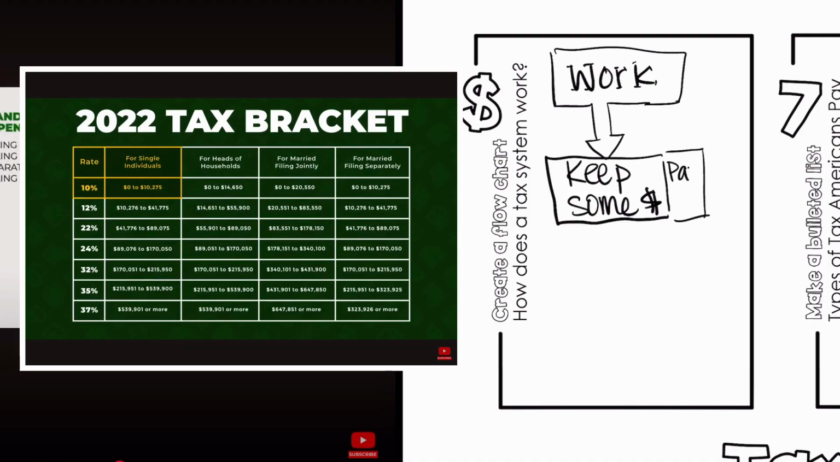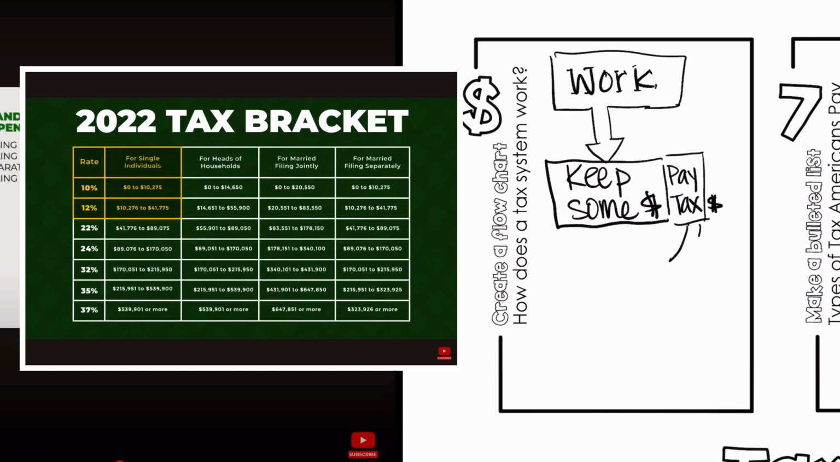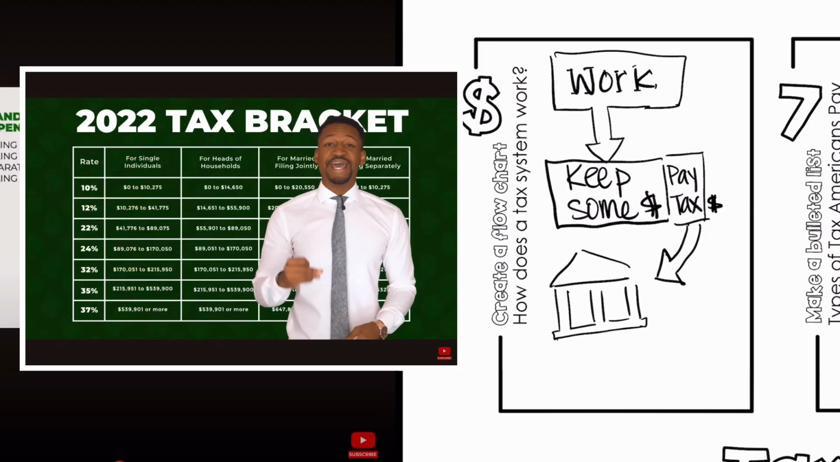Here you can see, as a single taxpayer, you would pay a 10% tax rate on your first $10,275 of taxable income. Then 12% on your next $10,276 to $41,775 of taxable income. Then 22% on the next $41,776 to $89,075 of income, and so on. And remember, you are taxed progressively.